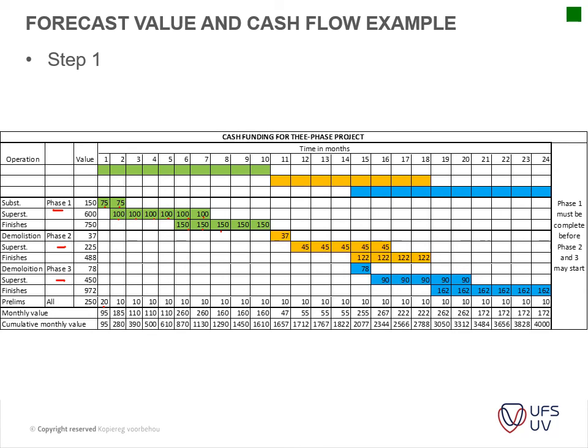Here's the prelims added to your actual expenditure. In your first month you will have a double expenditure, and then during the rest of the months it's divided equally to get to our budget of 250,000. Okay, so then we've got our monthly value. This is just our monthly value added together, and then we've got our cumulative value here at the bottom. You can see how it accumulates up to the total project value of 4 million rand here at the bottom.